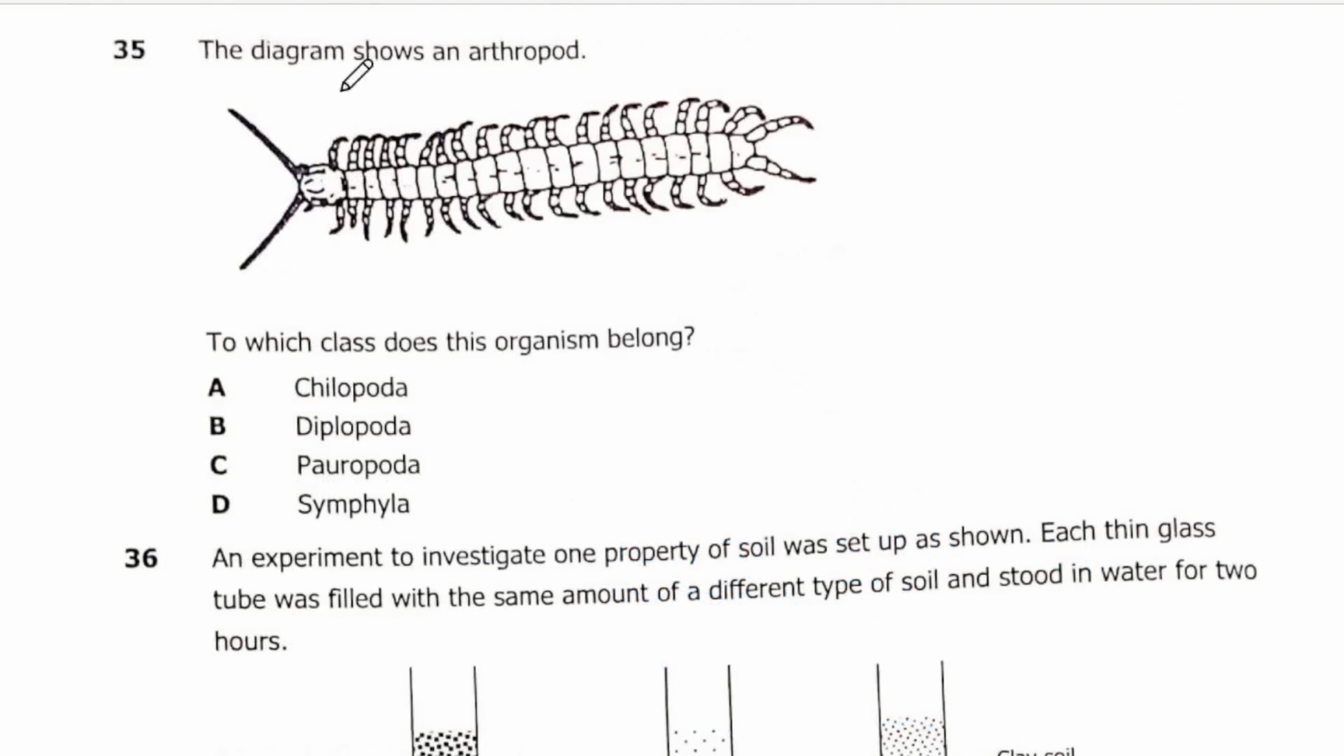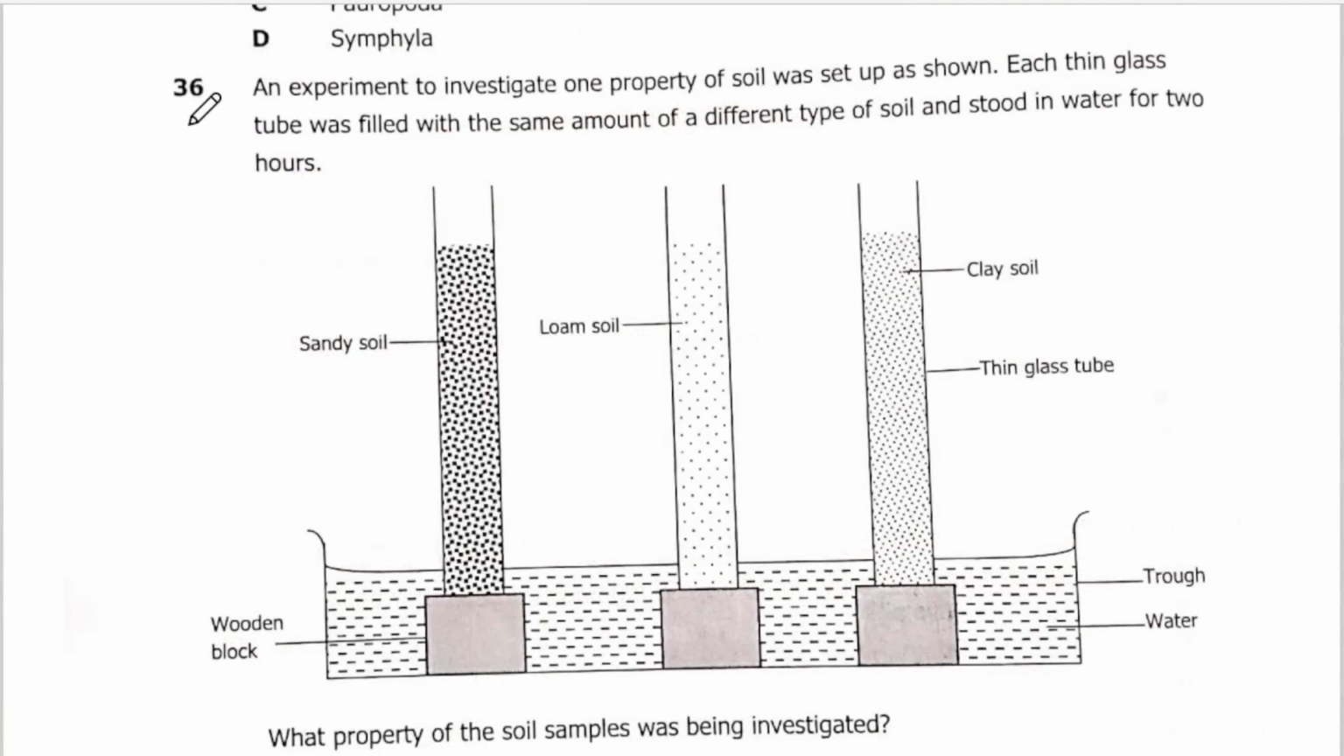35. The diagram shows an arthropod. So here we have an arthropod, and this is actually a centipede, which is known as the animal with 100 legs. So we have the back legs here, which work as poisonous claws, and it has got 1 pair of legs per segment. So the question is, to which class does the organism belong? So the class where the centipede belongs to is what is known as the chilopoda. So that was the correct answer.